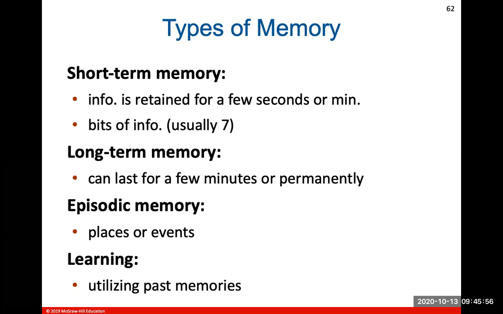There are types of memory. The short-term memory, again, is information that's retained for a few seconds or minutes. It's usually just as little as 7 bits of information. Long-term memory can last for a few minutes or permanently. Episodic memory is remembering places or events. And learning memory is utilizing past memories.